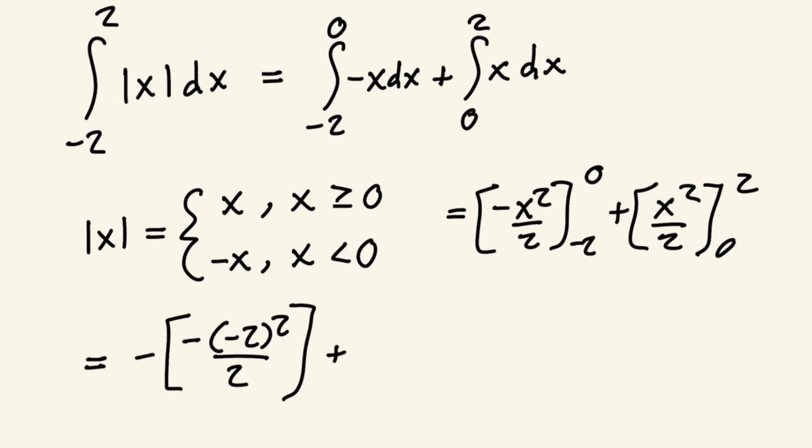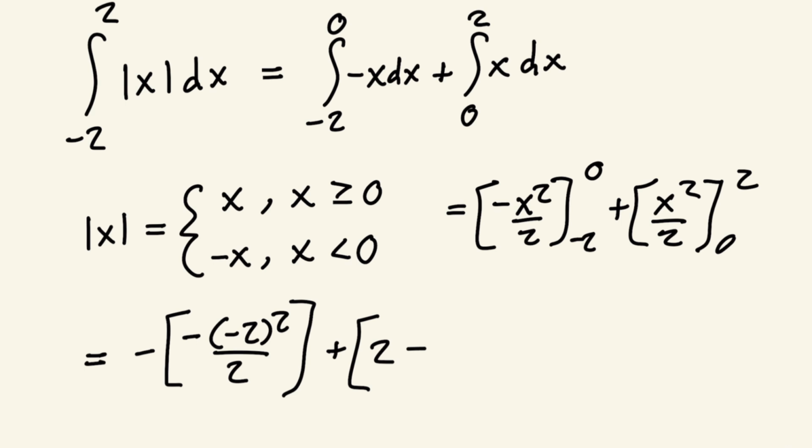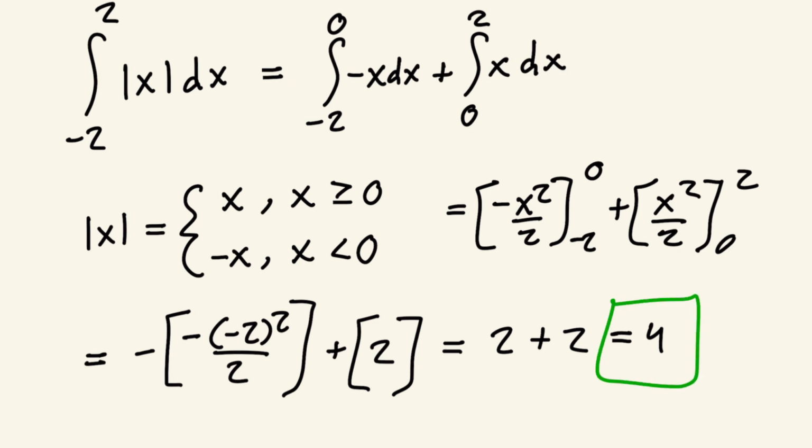Now for the second part, we're going to have plus 2 squared is just equal to 4, and 4 over 2 is equal to 2. And minus, well, you could plug in 0 into this x value, but that's just going to give you 0. So the minus part is not really necessary here. Okay, so for the first part, that's all going to be equal to 2, and then we're going to have a plus 2, and that is obviously equal to 4. So that's going to be the final answer for this integral.